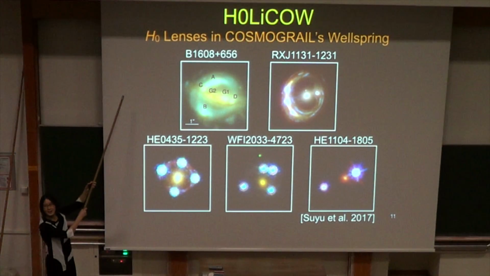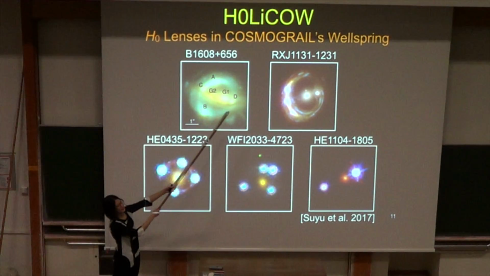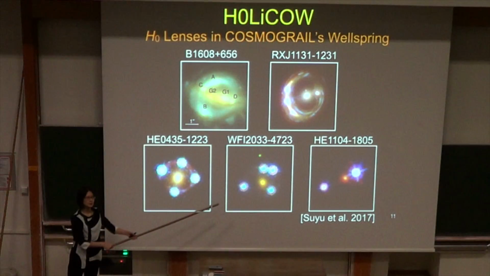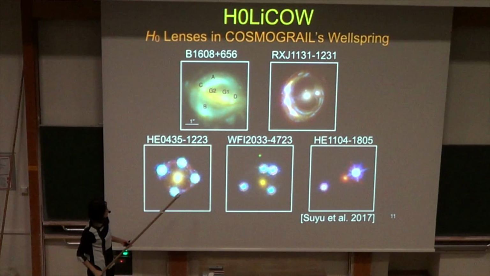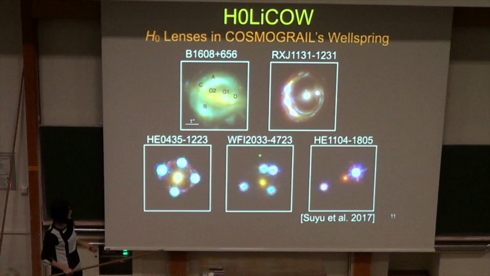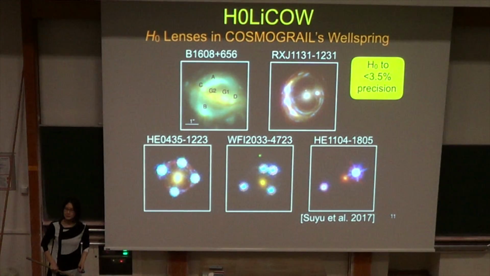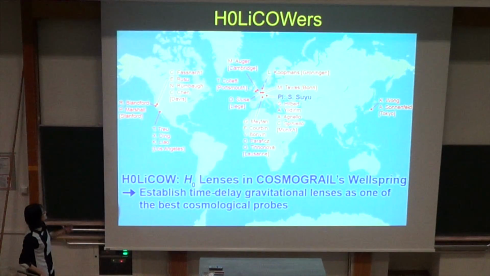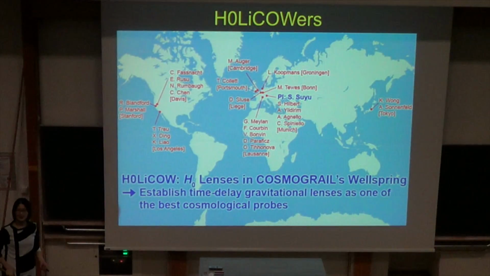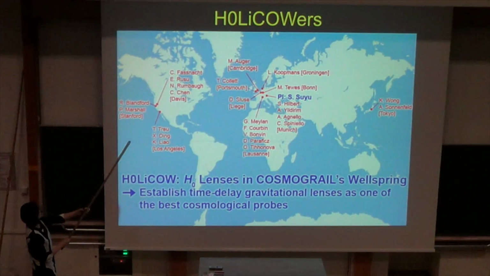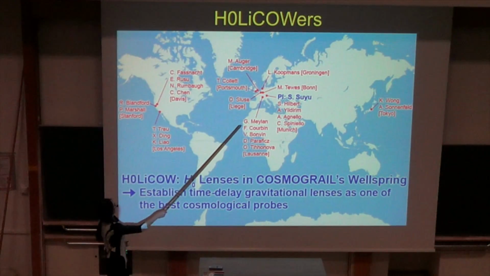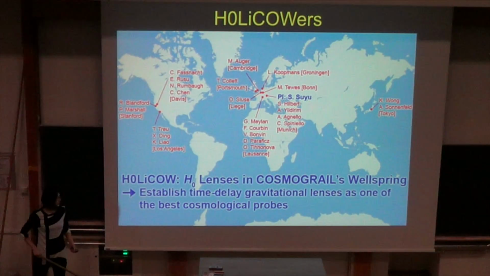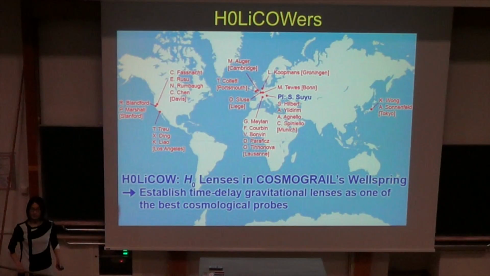H0LiCOW stands for H0 Lenses in COSMOGRAIL's Wellspring. The goal of this program is to measure the time delay distance to each of these 5 strongly lensed quasar systems that we have, and constrain the Hubble constant to better than 3.5% precision. So here are the H0LiCOW team members, to whom I owe many of my thanks. There are several people in California, lots of us in Europe, and a couple of people in Japan. The goal of H0LiCOW is to establish time delay gravitational lenses as one of the best cosmological probes.